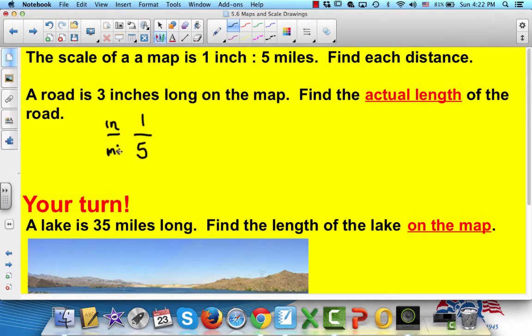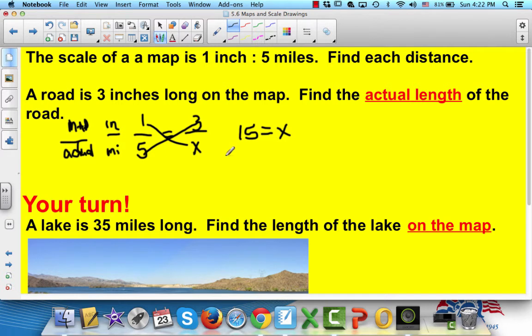I'll go one thing further with you, because sometimes this can get confusing. So, the scale of the map, the map I put on top, and the actual I put on bottom. Now the map is in inches, so it's 1 inch to 5 miles equals, find the actual length of the road. Actual length is what we're looking for, and it tells you that the road is 3 inches long on the map. So we go 3 times 5 gives you 15. And 1 times x gives us x.